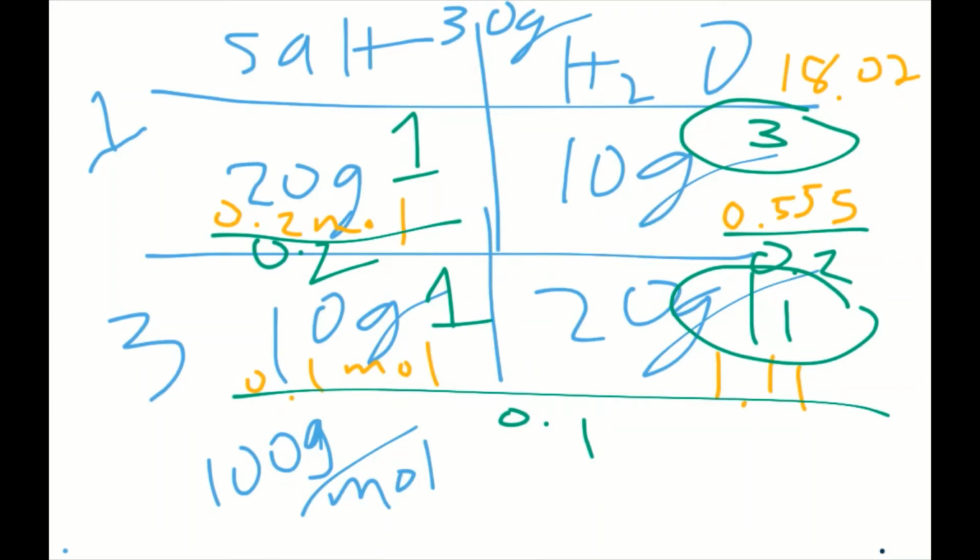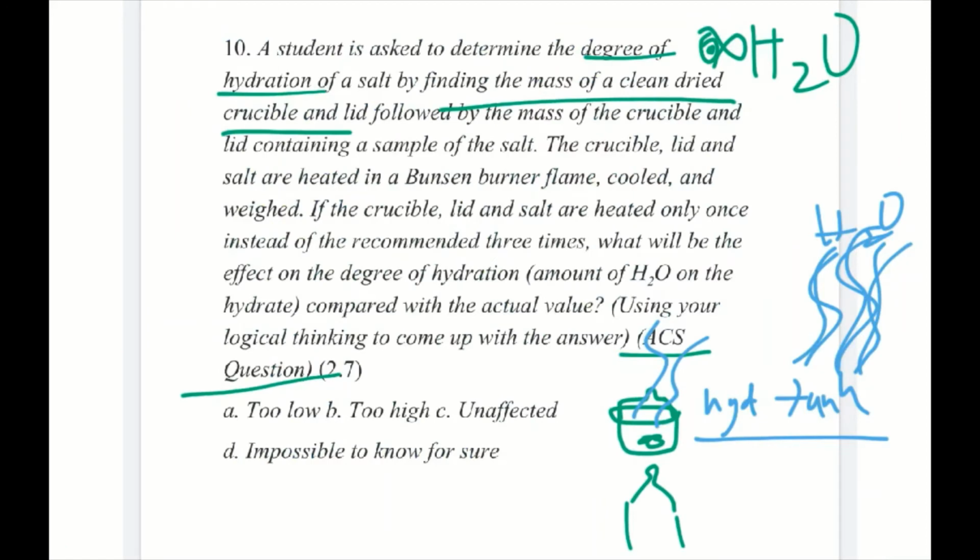So this could have been solved by just looking at it, but by doing it like this in terms of doing a simulation, it gives us a better way to visualize what is going on, and it makes sense. So the question asked, if you heat it 1 time instead of 3 times, what is the effect on the degree of hydration compared with the actual value? So let's look at that.